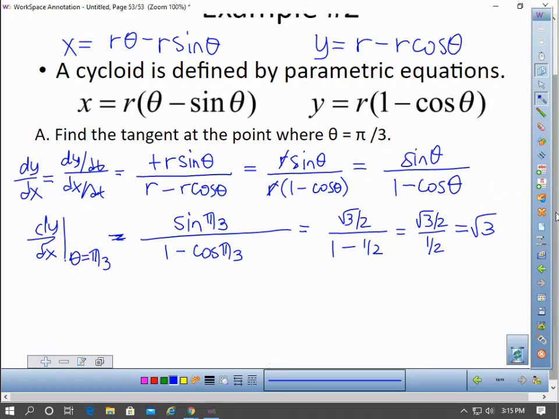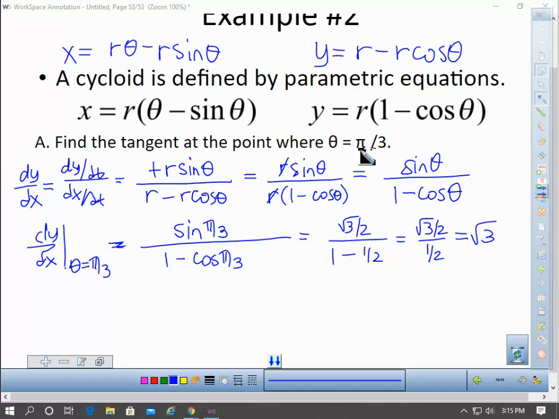Now remember, theta is our t. It's like our counter, our t. So we found the slope. This is the slope of our tangent line. What we need is our point. So now to find your point, you have to go up here to your x and y coordinates, and you have to plug in pi over 3 for theta to find your x and y coordinates for the problem.